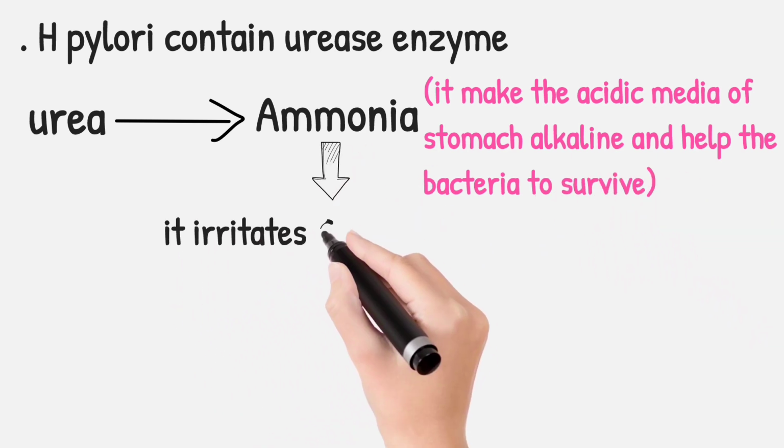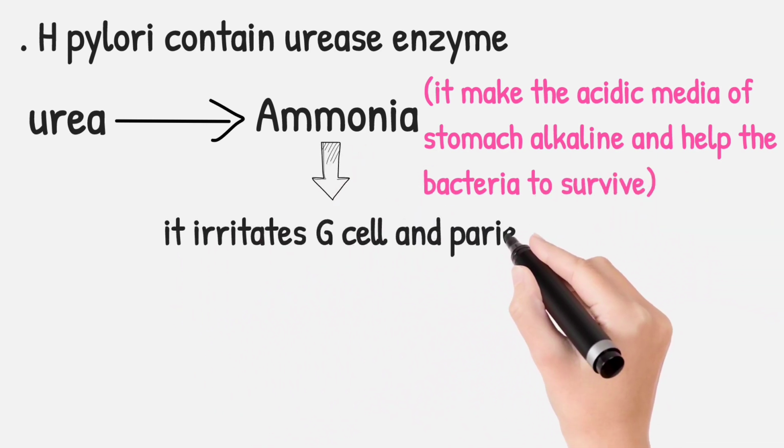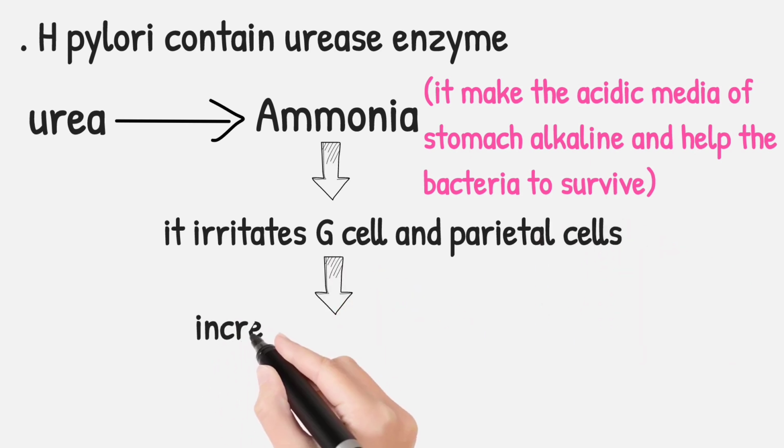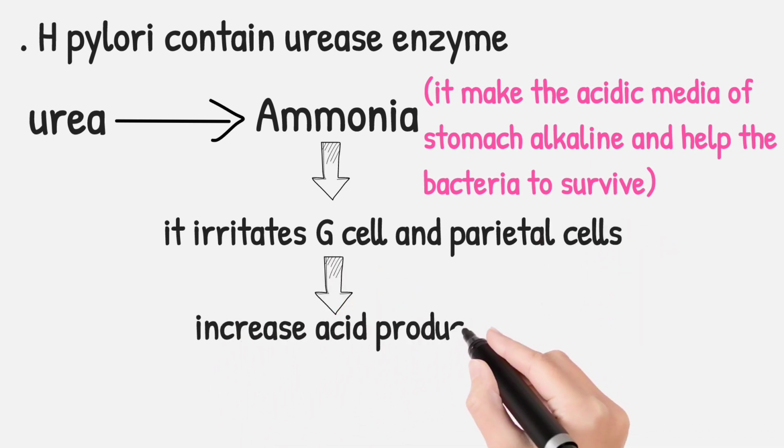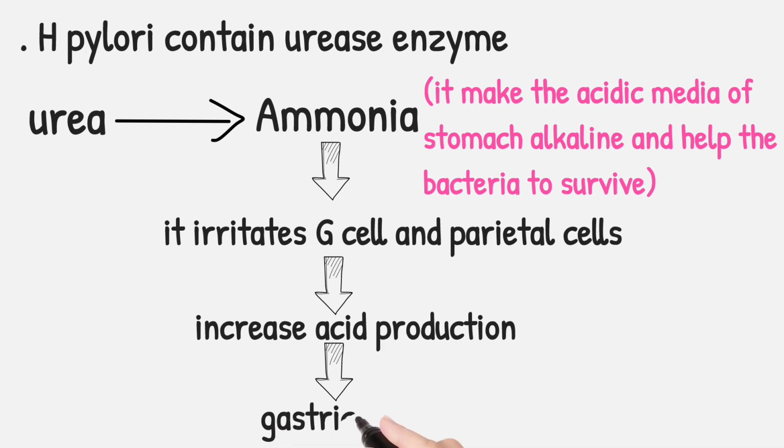It then irritates G cells and parietal cells of the stomach and increases gastric acid production, which then causes gastric ulcer.